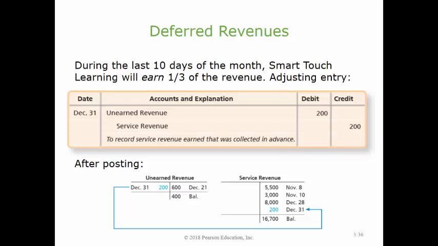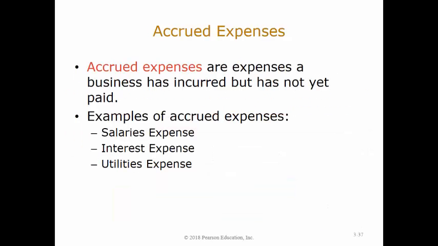This adjusting entry shifts $200 from the liability account to the revenue account. Service revenue increases by $200 and unearned revenue decreases by $200. Had the adjusting entry not been made, the liability unearned revenue would be overstated and service revenue would be understated.